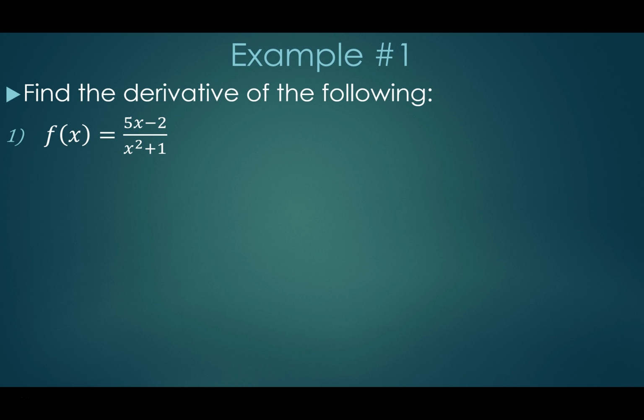So, let's apply that here. f of x equals 5x minus 2 over x squared plus 1, and I want to find the derivative. So to do that, we do the derivative of the top. The derivative of 5x minus 2 is simply 5, times our bottom function, minus our top function times the derivative of the bottom. The derivative of x squared plus 1 is simply 2x, all divided by the bottom squared.